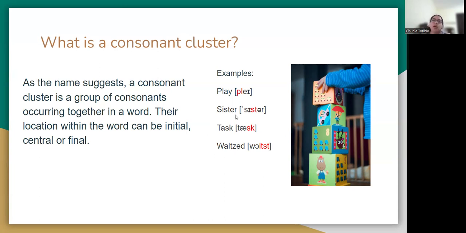Another example of a final cluster would be text. In the word text, the spelling at the end is X, T. We have 2 consonant letters. However, when we consider the phonemes, we have 3 because we have the sounds k, s, t, text.